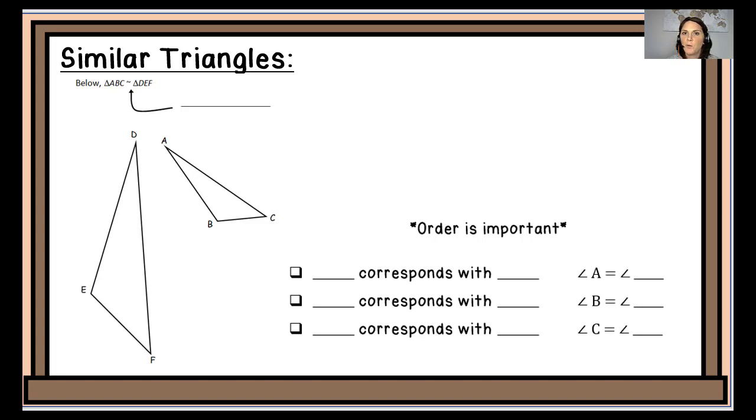We need to first figure out what that little symbol between triangle ABC and DEF means. It's actually called a tilde and it stands for similar. So this statement says that triangle ABC is similar to triangle DEF.